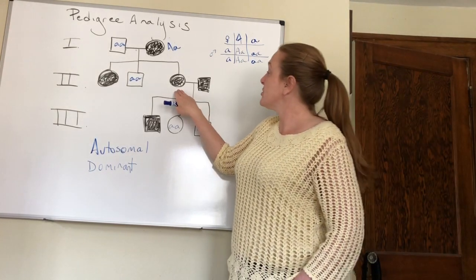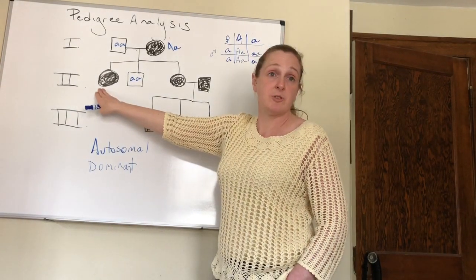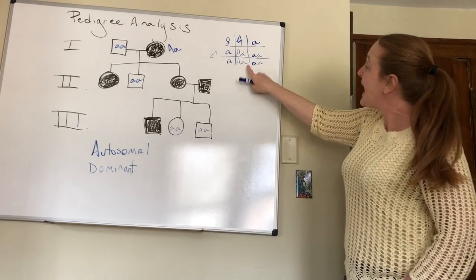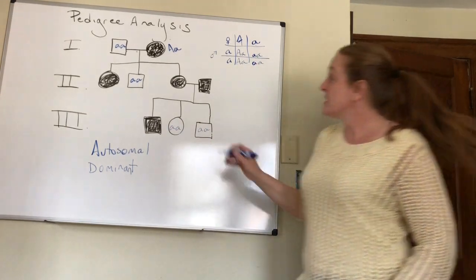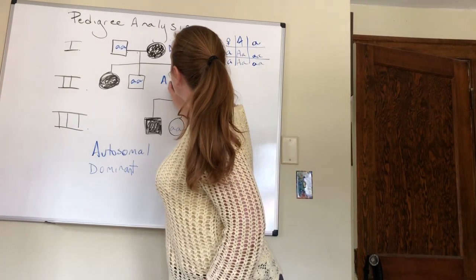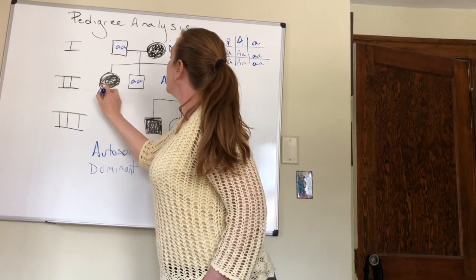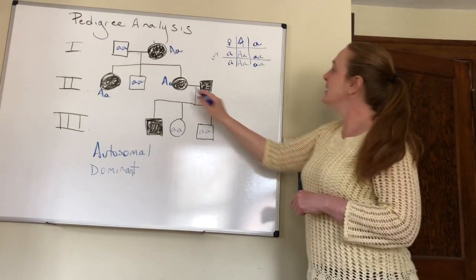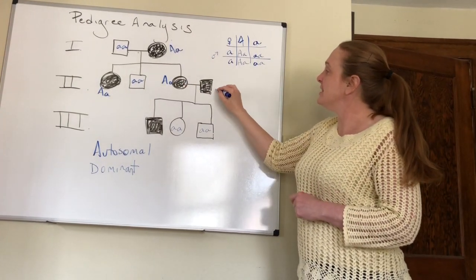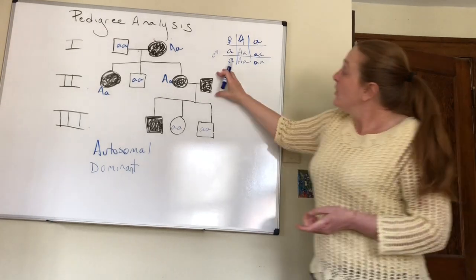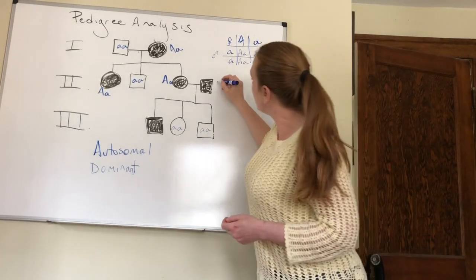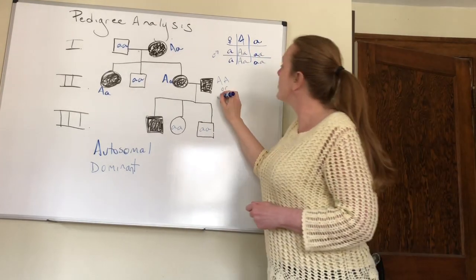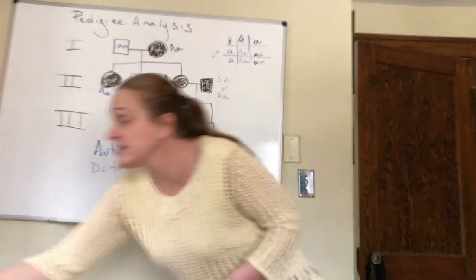So looking at my second generation, both of these individuals are showing me the dominant phenotype. Based on this Punnett square, I know that the only genotype these individuals could have would be heterozygous. Now, this individual, we don't know his lineage. We have to make both assumptions. He could be homozygous dominant or he could be heterozygous.